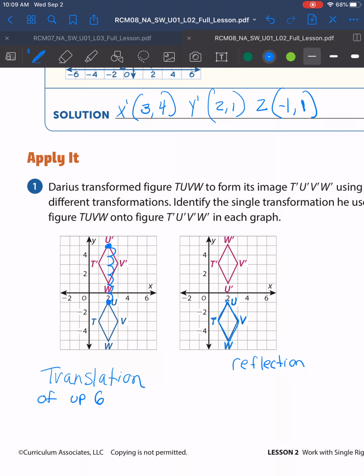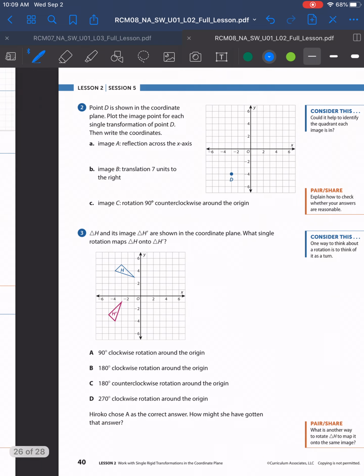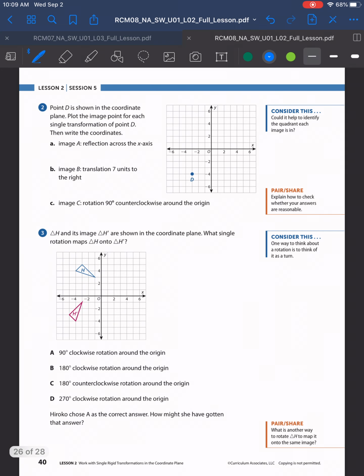And then what is the line of reflection? It looks like it's the x-axis. Okay. Number 2. Point D is shown on the coordinate plane. Plot the image point for each single transformation of point D.